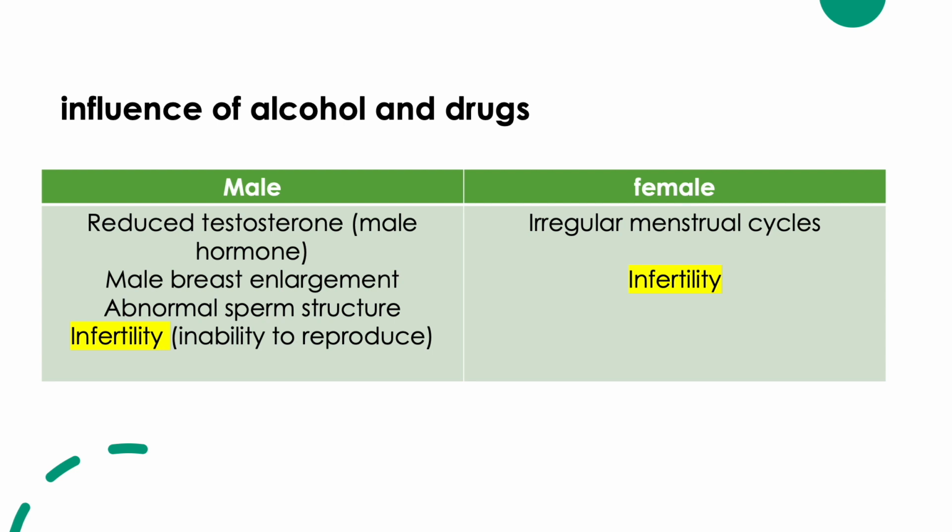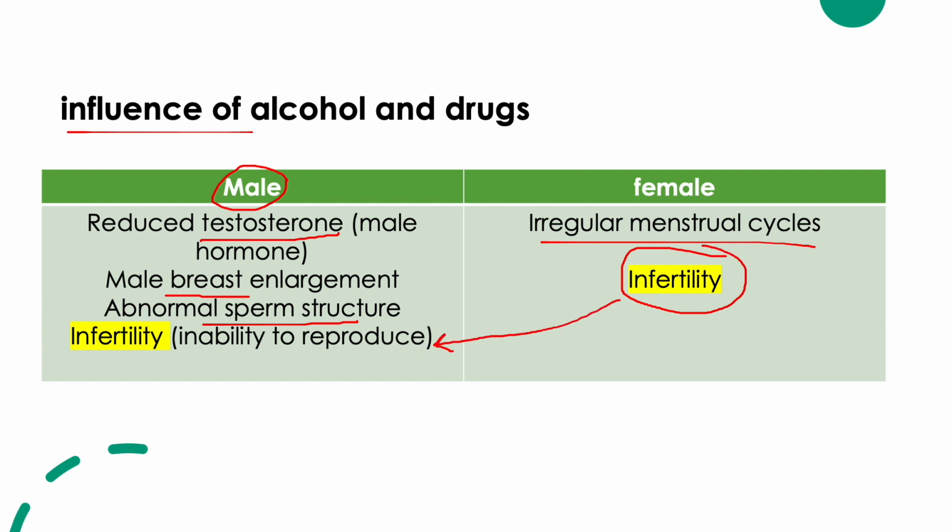There is no doubt that drugs and alcohol affect the male and female reproductive systems. So we need to see what the influence of these is on the reproductive system. In the male, we have reduced production of testosterone, breasts might become enlarged, and the sperm structure becomes abnormal. In the female, there is an irregular menstrual cycle, but the most important effect common between the two is infertility. You can see that this is common between male and female.